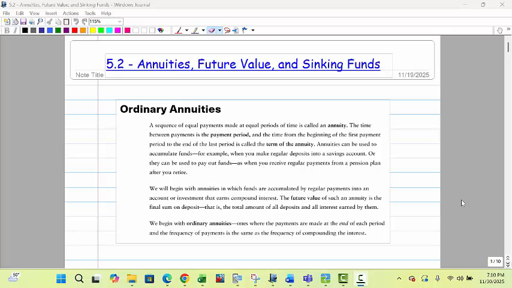Hello, this video is for section 5.2, Annuities, Future Value, and Sinking Funds. So we're getting out of the idea from compound interest where you just deposit one amount, it earns interest, then you finish with a final amount. Now we're involving making periodic payments, also known as an annuity. The first sentence here: a sequence of equal payments made at equal periods of time is called an annuity.